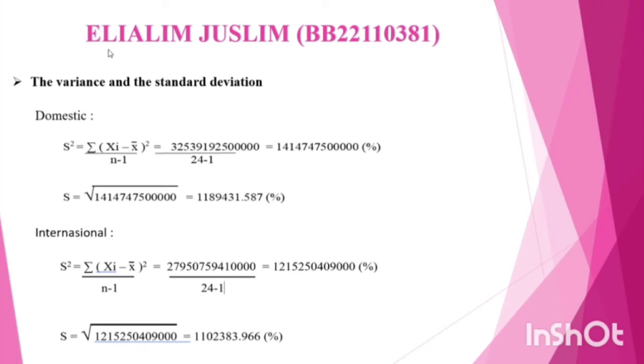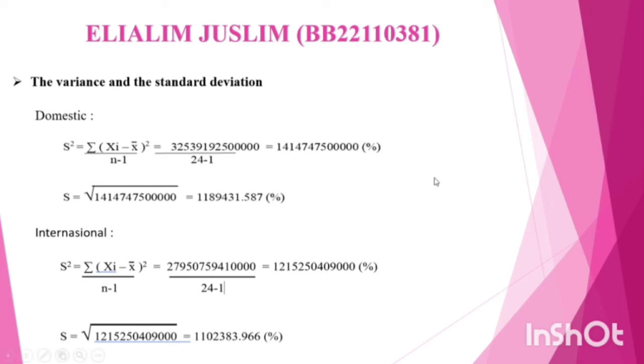We know that there are four types of measure of dispersions, which are range, mean absolute deviation, variance, and standard deviation, and the last is coefficient of variation. For my part, I'm focused on variance, standard deviation and coefficient of variation only. First is the variance and the standard deviation. Variance is the measure of how a data set differs from the mean, while standard deviation is a measure of how much data scatters around the mean.